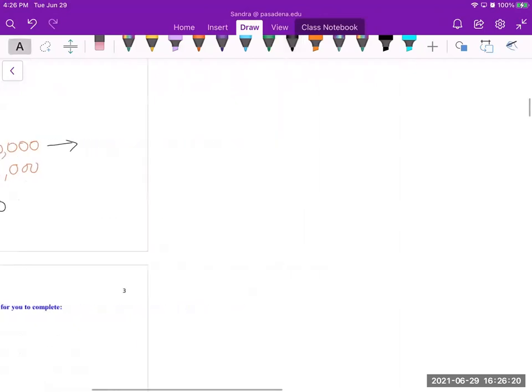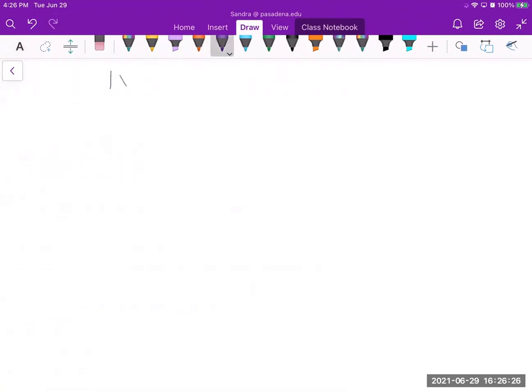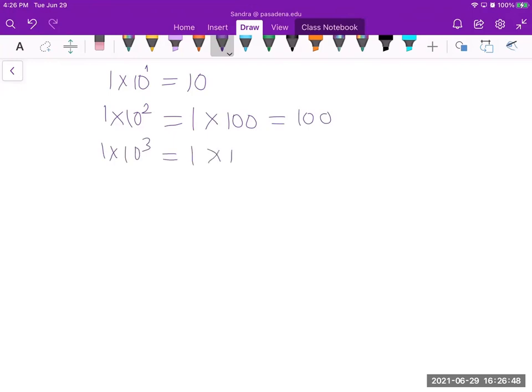So let me go ahead and generate a pattern over here. Suppose I have 1 times 10. 1 times 10 is 10. Okay. Suppose I have 1 times 10 squared. Well, 1 times 10 squared is 1 times 100, which is equal to 100. 1 times 10 to the third power, it's 1 times 1,000, which is equal to 1,000. 1 times 10 to the fourth power, it's 1 times 10,000.